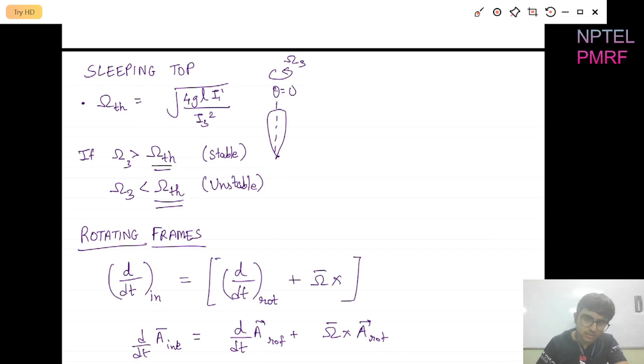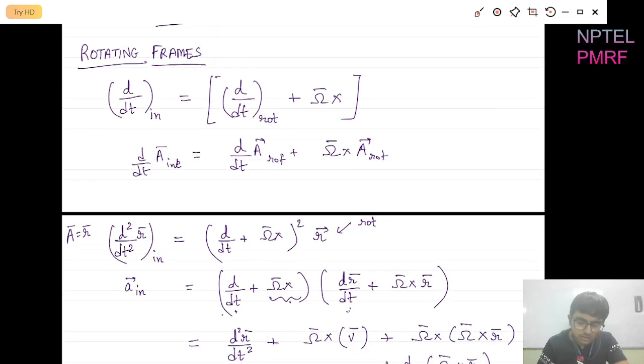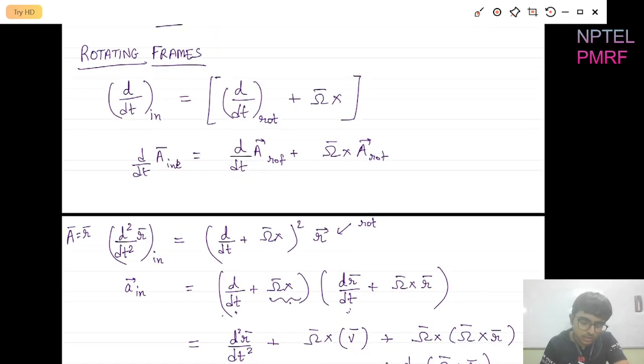Okay. Then we saw the sleeping top, which is when you start with some omega 3 without any theta, that is, in the vertical direction, you spin it. There is a threshold rotational speed above which the top would be stable, and if this rotational speed decreases and comes down below the threshold value, then the top becomes unstable and it will go down. Okay, so that was the top part, and then we discussed something about rotating frames.